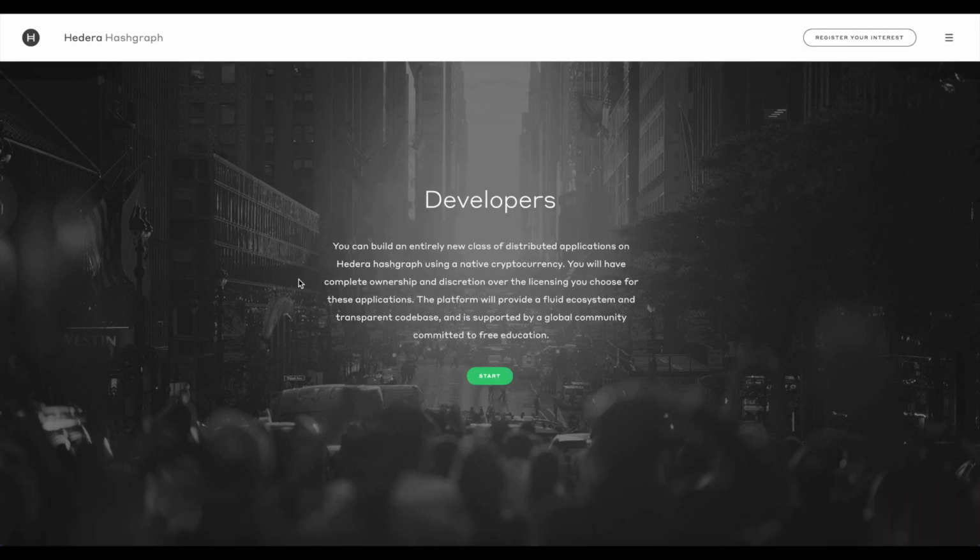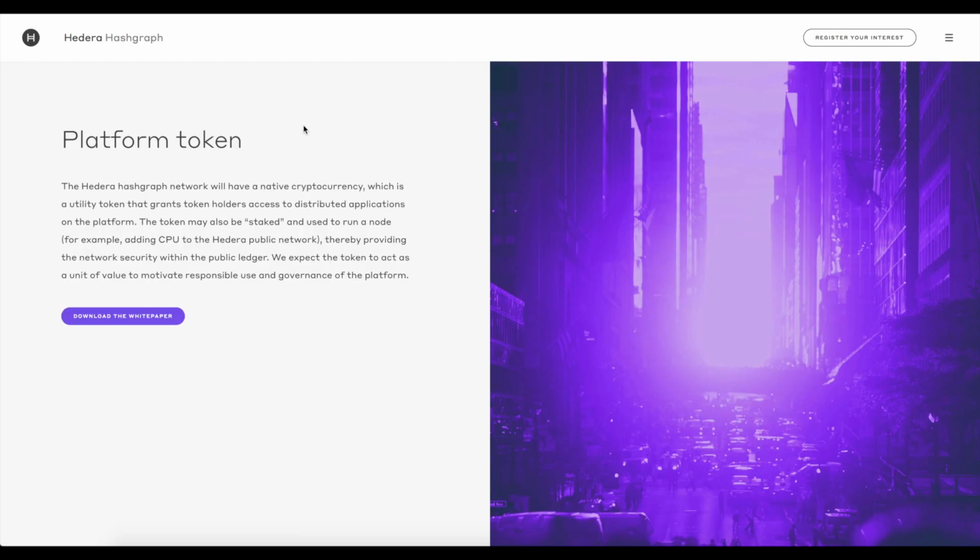So let's see what the vision of Hedera Hashgraph is. First, the platform token. Hedera will have a native cryptocurrency which will serve as a utility token, which means that all the distributed applications built on top of the Hedera platform will be making some micro payments to Hedera Hashgraph in order to build their application on this platform. Also, this token will be a proof of stake and proof of proxy stake token. That means that if a user wants to run a node on his CPU, he can do that, and in return he will get some tokens as a reward for providing the bandwidth for this node.